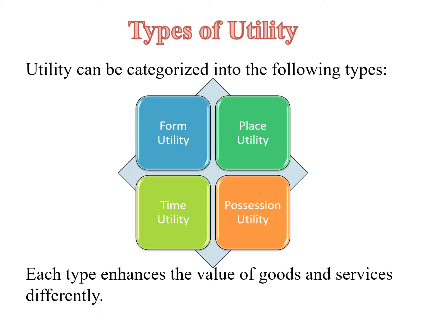Basically, utility can be categorized into four groups. The first one is form utility, the second one is place utility, the third one is time utility, and the fourth one is possession utility. Each type of utility enhances the value of goods and services differently, and it helps the producers to get benefited. Now we are going to learn about the different types of utility in detail.